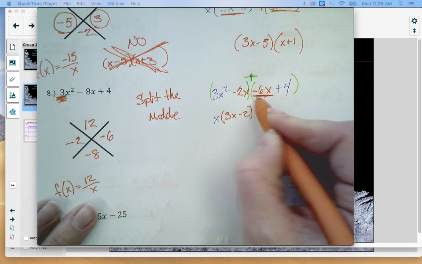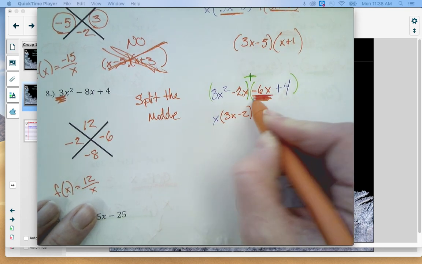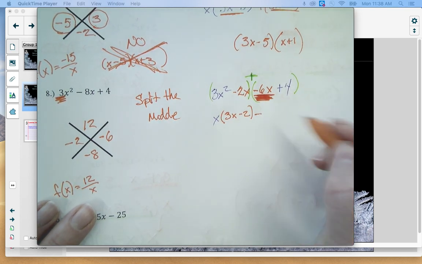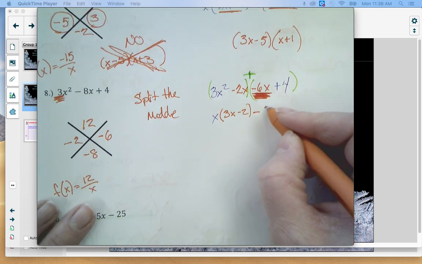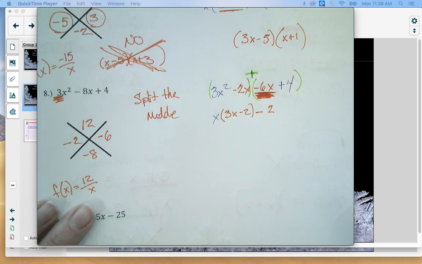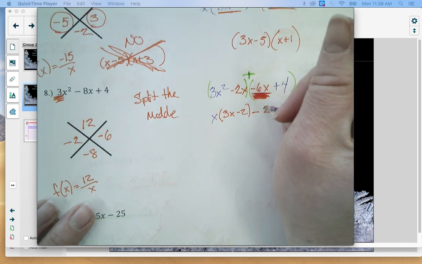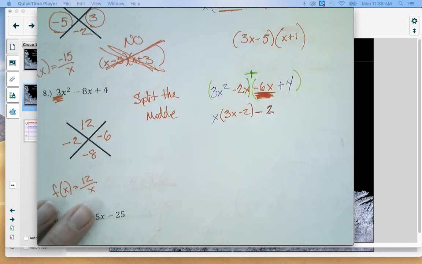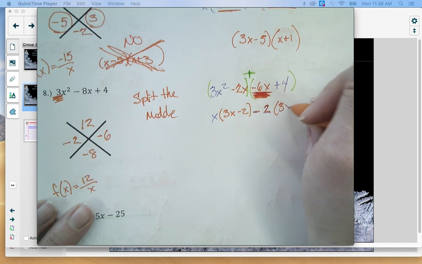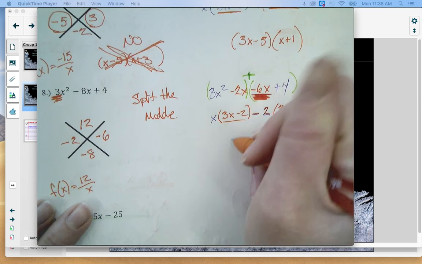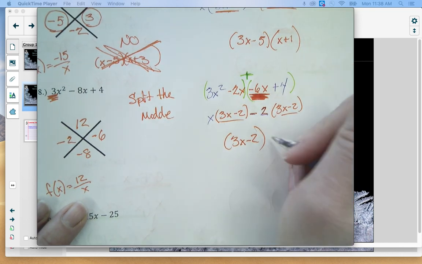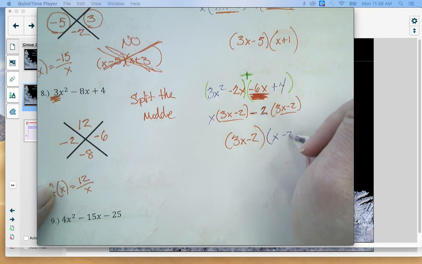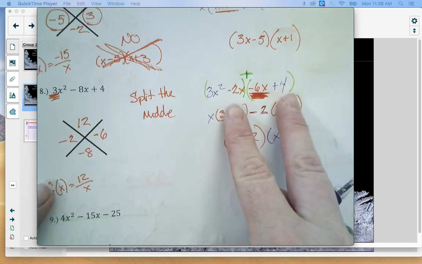Careful, GCF for the second group. Notice it starts with a negative. So right away, I know the GCF is going to be negative. And what's the greatest number that goes into 6 and 4? 2. So it's negative 2. And what's your group going to be? 3x minus 2. Good. Have that common binomial, 3x minus 2. And your other group would be x minus 2.